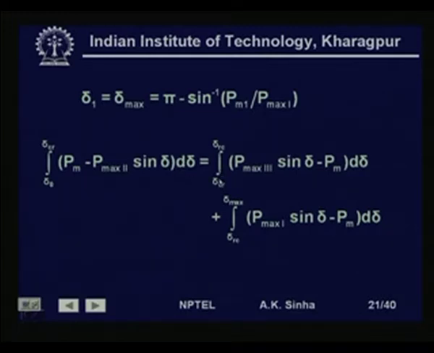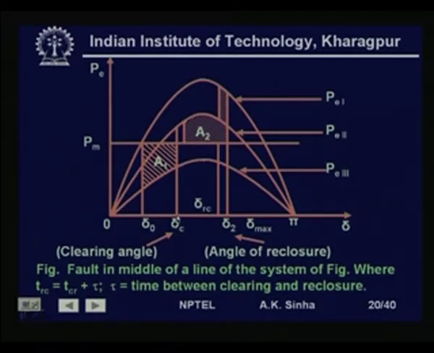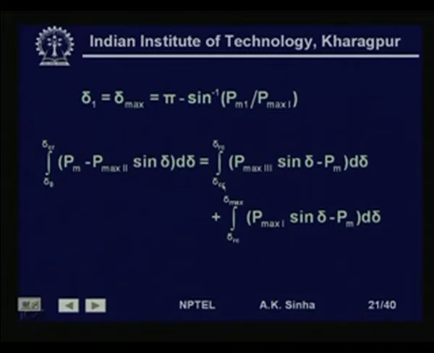And then the decelerating area available from delta CR to delta C, this should be delta C and this should be delta C to delta CR. Here this is from delta C to delta recloser, delta RC, not CR. So, delta C to delta RC, P max 3 sin delta minus Pm.